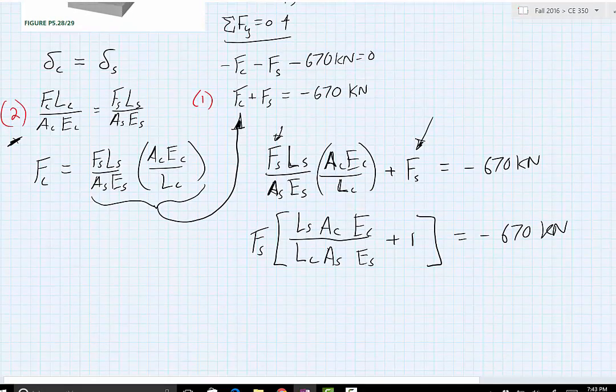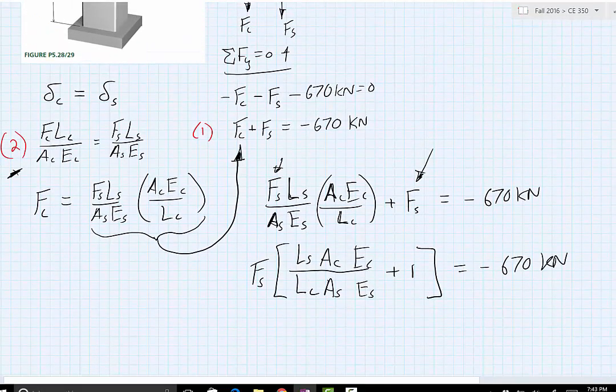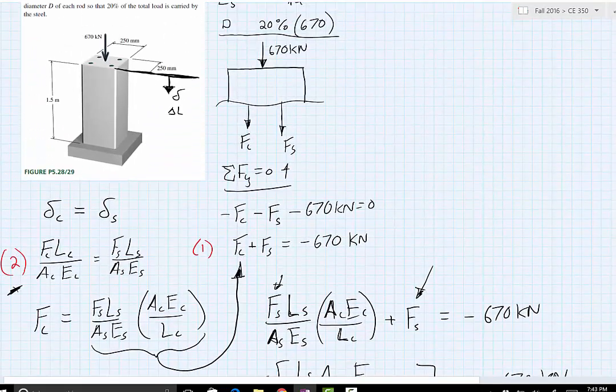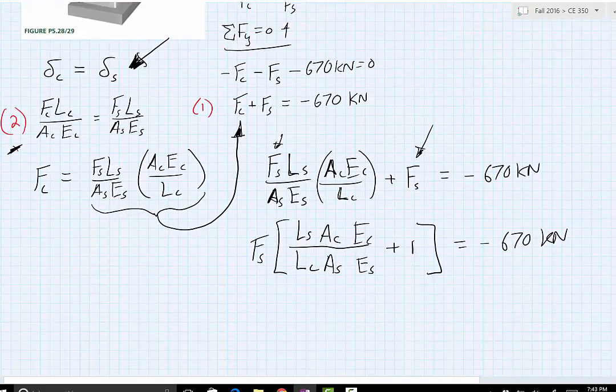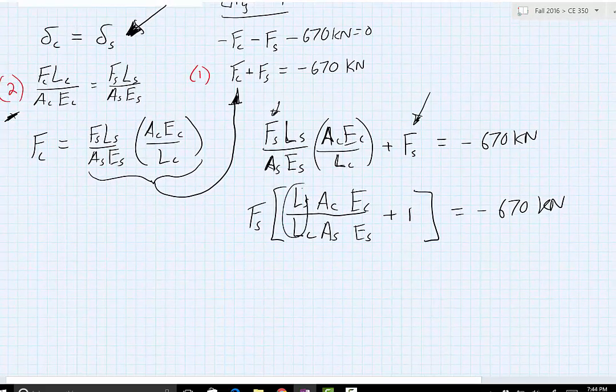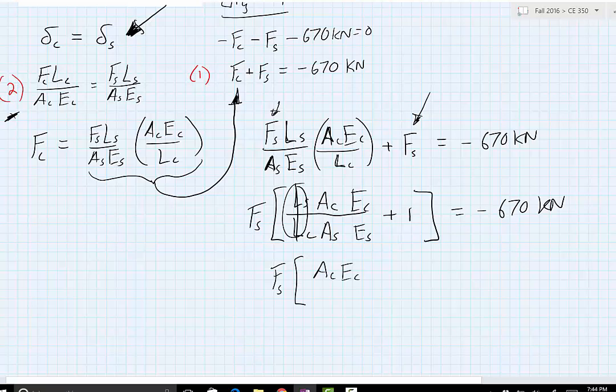So here we need to do some rational thinking, right? What did I just say when we were up here talking about our pillar? When I was talking about this section right here, what was happening? Our deflections are the same, right? That's the whole reason why we were able to do this. So if our deflections are the same, both the starting point and the ending points are the same, which means our L's are the same, which means they go to 1. So we can rewrite this as f sub s, a sub c, E sub c divided by a sub s, E sub s plus 1 equals negative 670 kilonewtons.